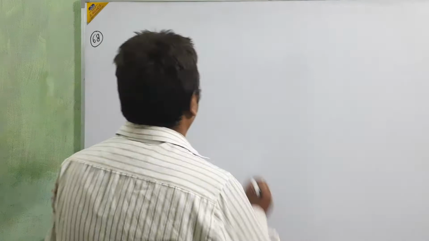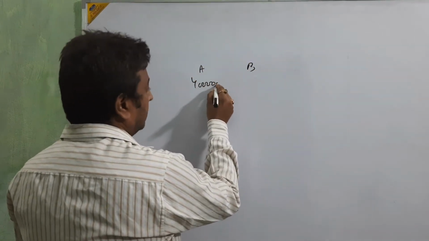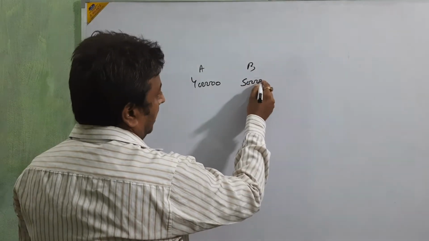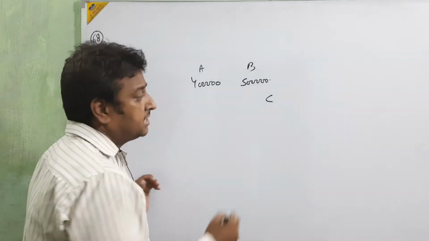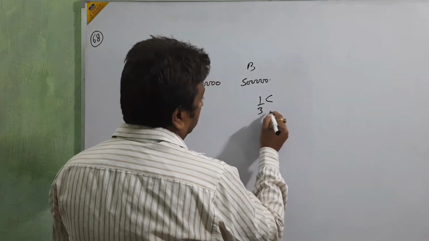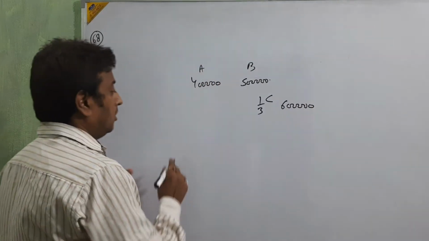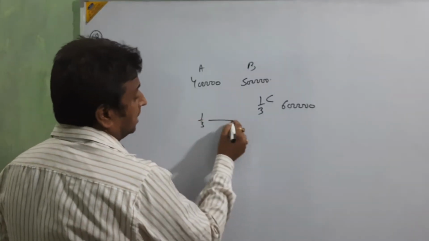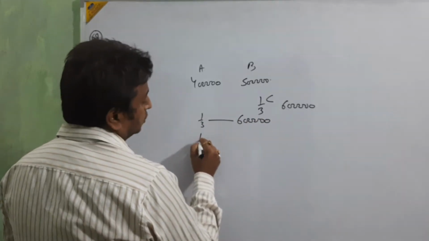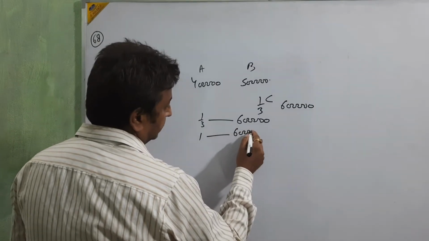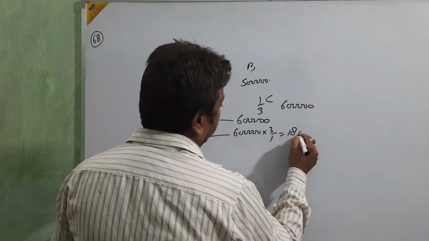For example, if A and B are the partners and their capitals are 4 lakh and 5 lakh, and C is coming into this business for a 1/3 share and his capital is 6 lakh, then for the 1/3 share the new partner comes with a capital of 6 lakh. So for the whole capital, 6 lakh into 3/1, it means 18 lakh is needed.